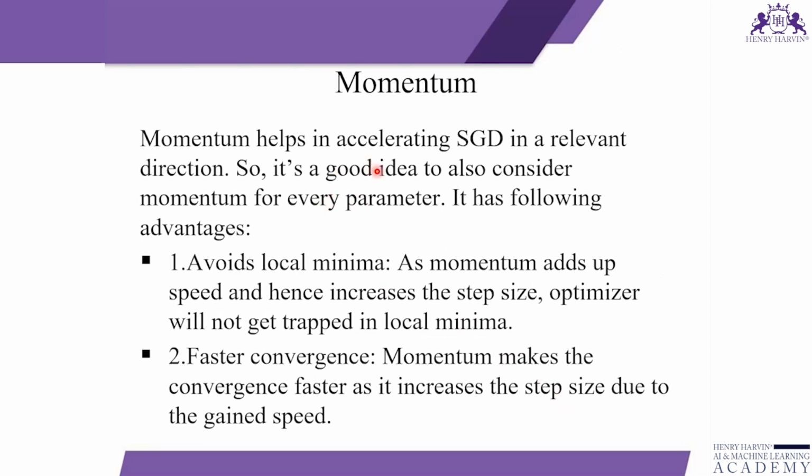So momentum helps in accelerating SGD in a relevant direction. So it's a good idea to also consider momentum for every parameter. The advantages are, first, it avoids local minima. As momentum adds up speed and hence increases the step size, the optimizer will not get trapped in local minima. And the second advantage is faster convergence. Momentum makes the convergence faster as it increases the step size due to the gained speed.